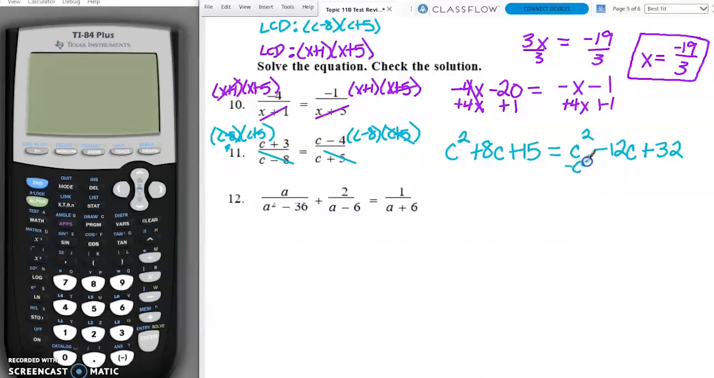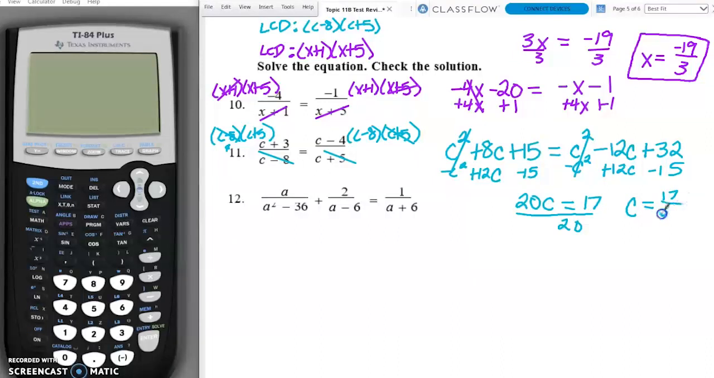So now we're going to try to move all of the c's to one side, so we'll go ahead and subtract c squared, which actually just goes away. We'll add the 12c over to this side. And then I'm going to move the 15 over here with the 32, so we'll subtract 15. So 8 plus 12 is 20, so we'll end up with a 20c is equal to 32 minus 15 is 17. Divide both sides by 20, and we are going to get c equals 17 over 20.